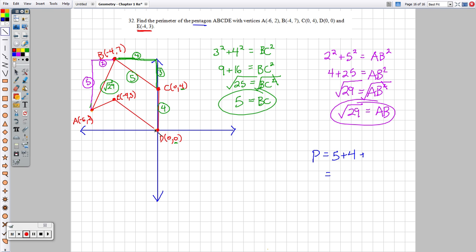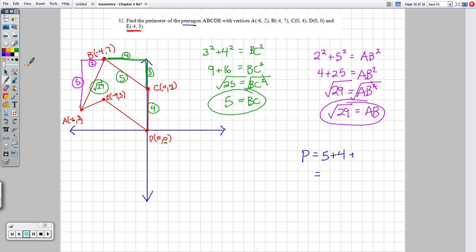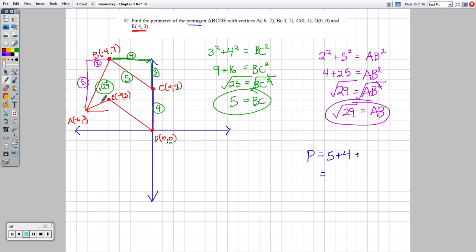Connect that here and connect that there. So I still need to figure out what's the length of this one and then what's the length of that one. But all my other information is valid. So let's figure that out.